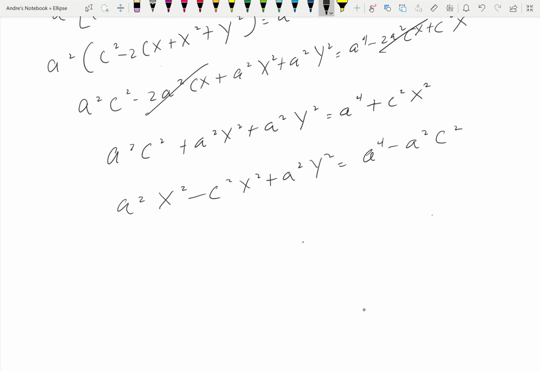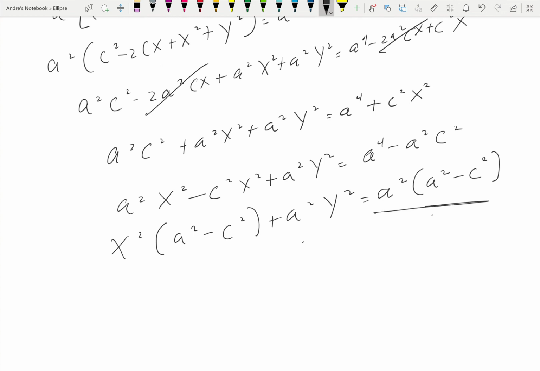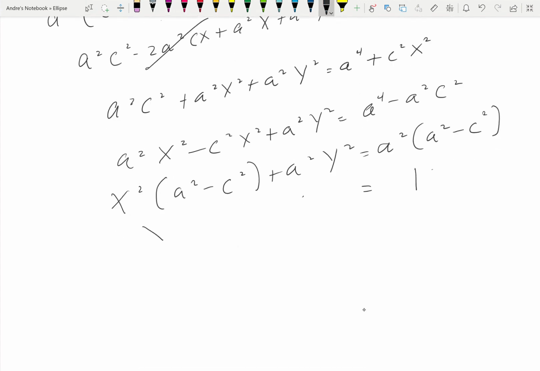If we factorize x squared from the first two terms on the left hand side, we'll get x squared into a squared minus c squared plus a squared y squared. We can factorize a squared from the two terms on the right hand side to get a squared into a squared minus c squared. We can then divide throughout by this. If we divide each term in the equation by a squared into a squared minus c squared, on the right hand side we're left with a nice 1. On the left hand side, we'll be left with x squared on a squared plus y squared on a squared minus c squared.